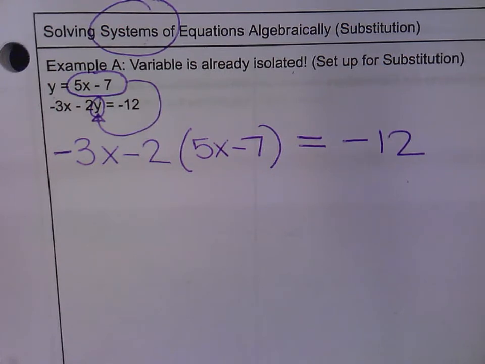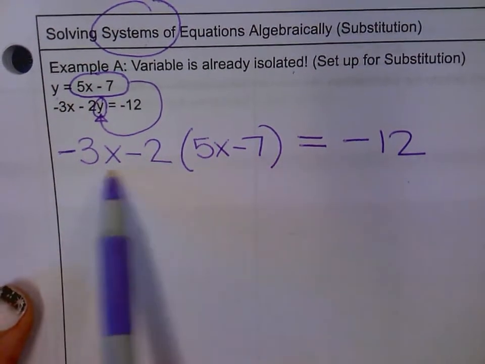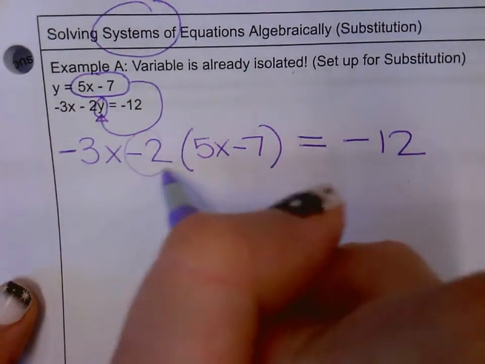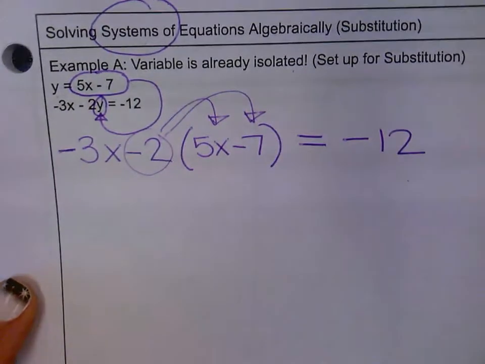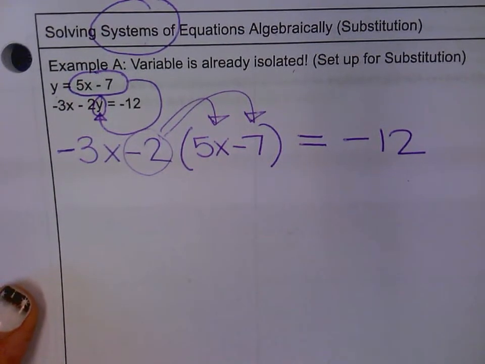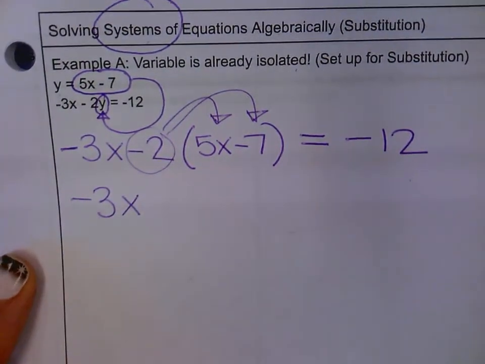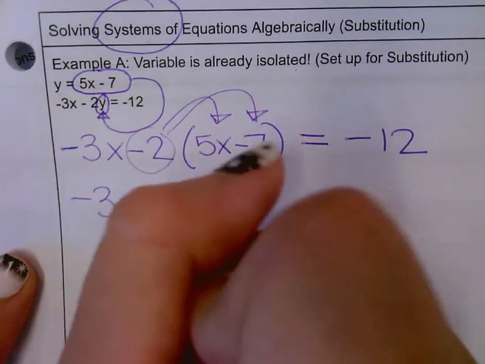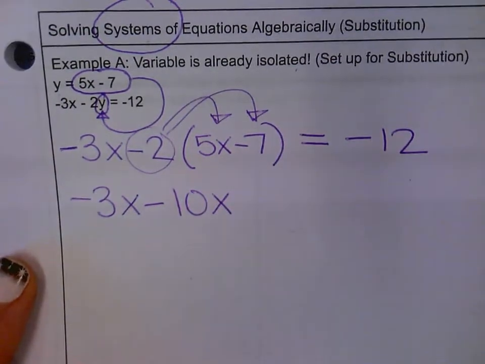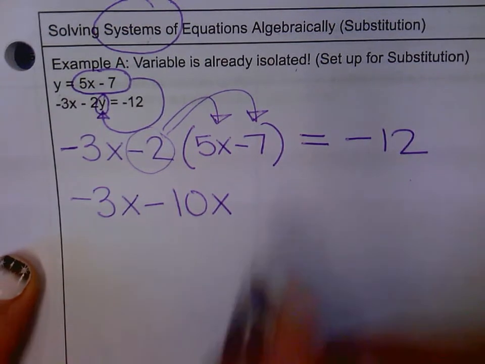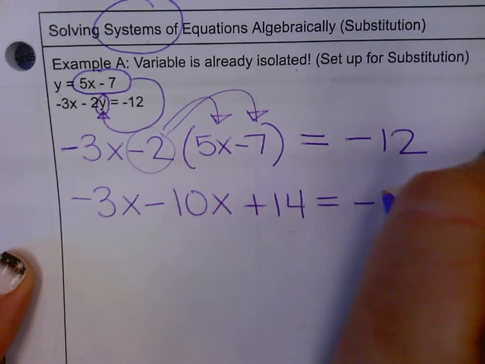The rest of this is just doing the algebra to solve for x by combining like terms or using the distributive property. So my first step would be to do the distributive property, right? Take this negative 2 and distribute it to both terms in the parentheses. Don't skip any steps. So I'm going to write negative 3x. What's negative 2 times 5x? Negative 10x. What's negative 2 times negative 7? Positive 14 equals negative 12.